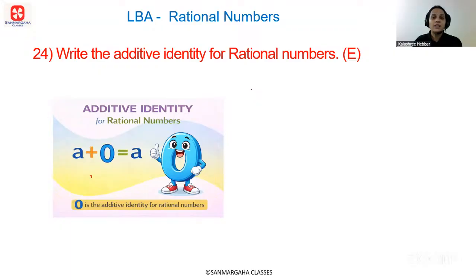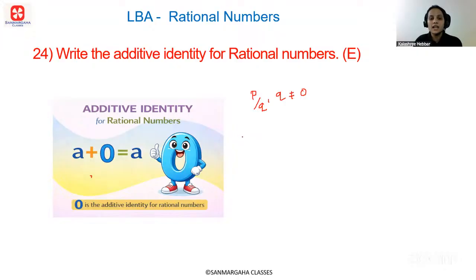Write the additive identity for rational numbers. Okay, so what is additive identity? Before knowing additive identity, we should know the rational numbers. Rational numbers are the numbers which can be written in the form of p by q, where q is not equal to 0. Okay, so now additive identity.